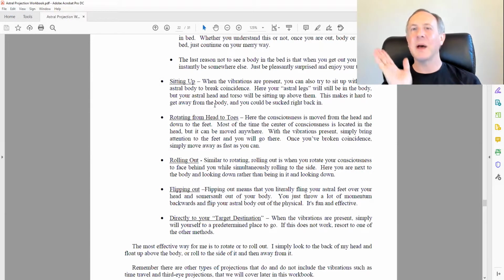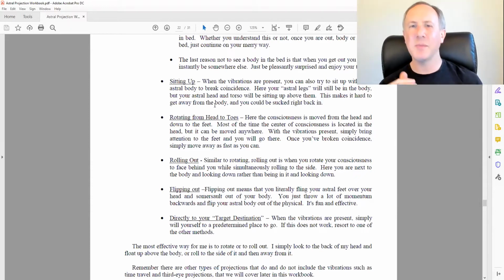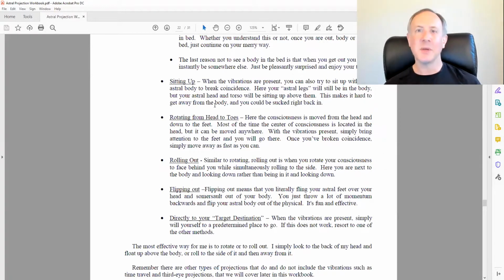And instead of the body being flat, you're like this, and your legs are still in the body. I don't like that, because even though it's a cool experience, you're still too close to the body when you get out of it. You just want to roll out to the side and run away, fly away, get away as quickly as you can. So I don't like sitting up, but you can do that for sure.